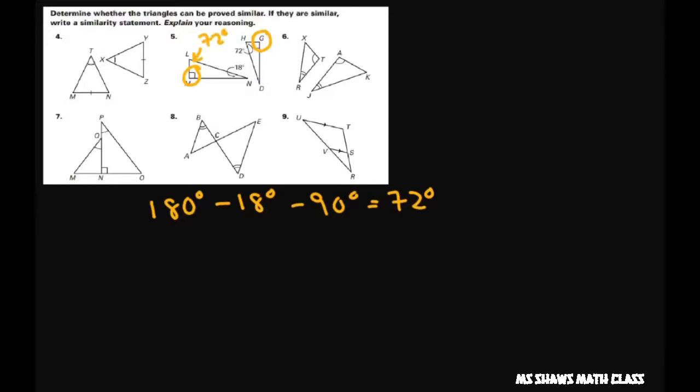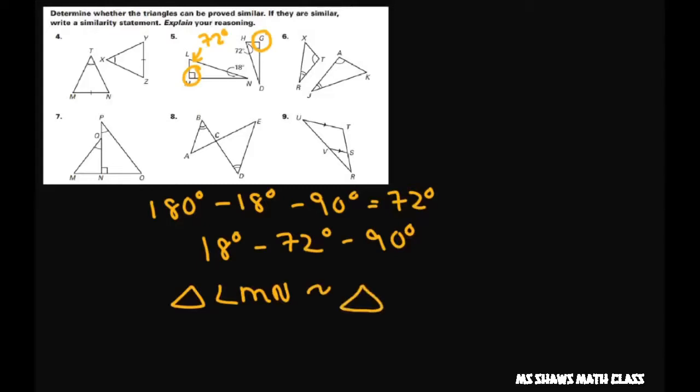So therefore, we do have enough information because both are 18 degrees, 72 degrees, and 90 degrees. And they are similar by the fact that all 3 angles are congruent. So we could say, our similarity statement would be triangle LMN is similar to triangle HGD.